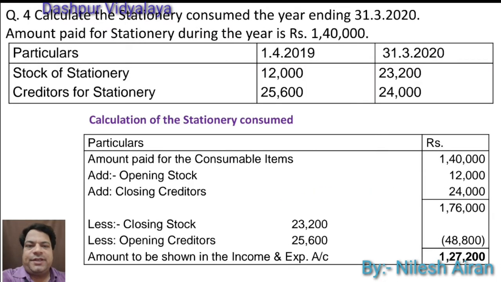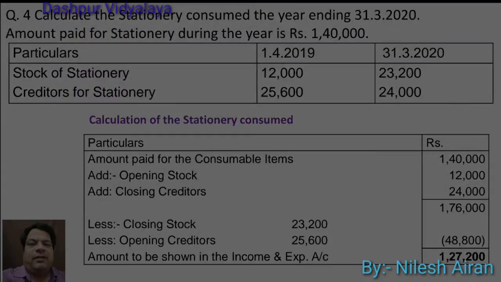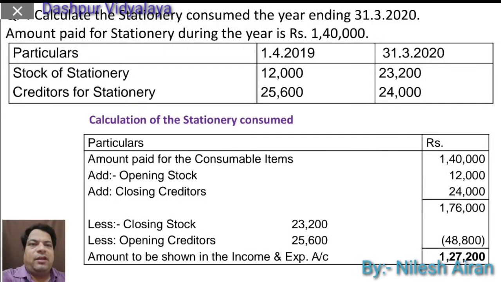This is the next question. Here also we have to calculate the same amount, that how much amount will be recorded in income and expenditure account for the stationery. 1,40,000 we are given that how much amount we have paid during the year. Then opening stock rupees 12,000, that will be added, and closing stock rupees 23,200, that is deducted.